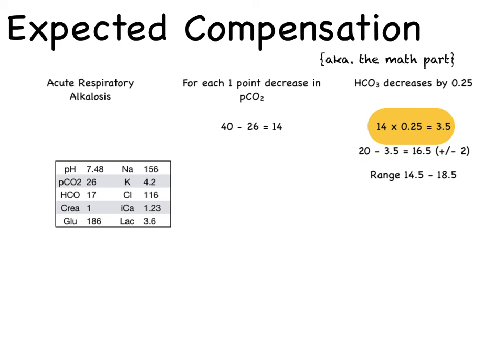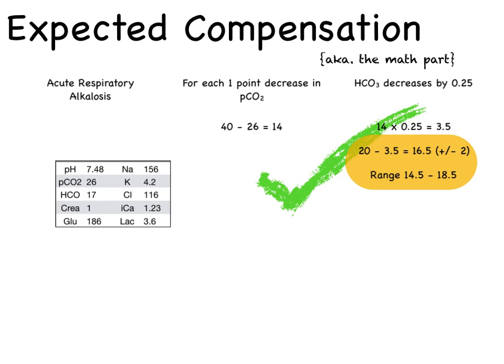And then we're going to take that 3.5 and subtract it from 20, because 20 is the midpoint of the normal bicarbonate range. So 20 minus 3.5 is 16.5. We need to put a range on there because not every patient has a normal bicarb of 20 and not every patient has a normal CO2 of 40. So we're going to account for that, in this case, with a range of about 2 on either side. So 16.5 minus 2 is 14.5. 16.5 plus 2 is 18.5.